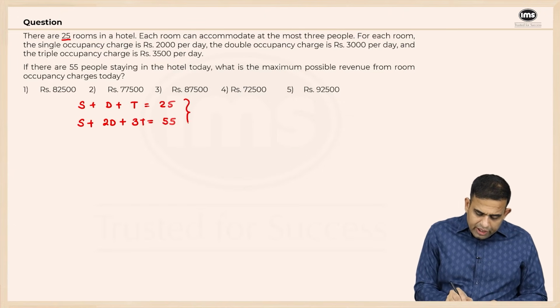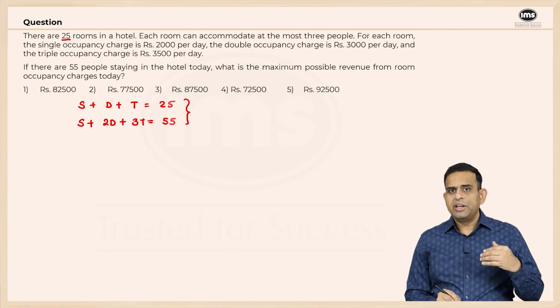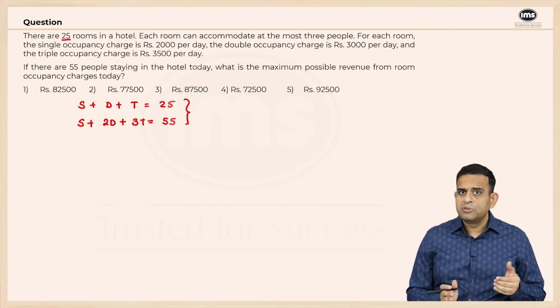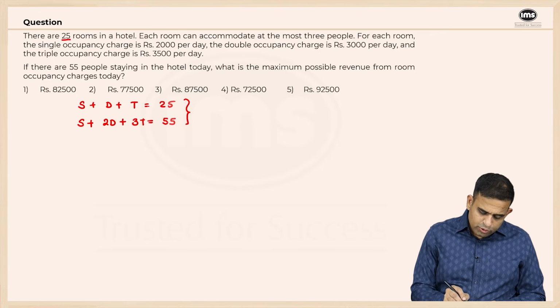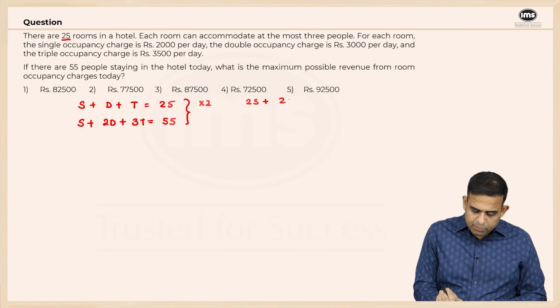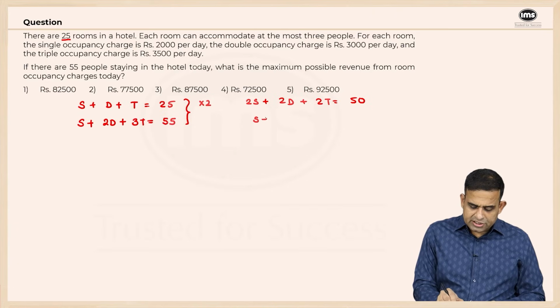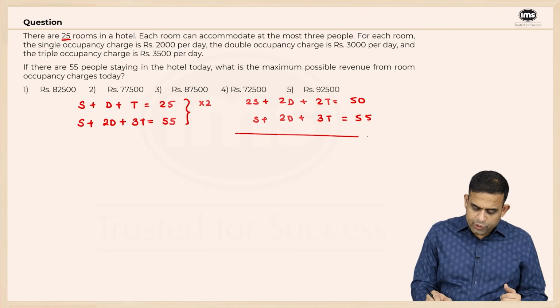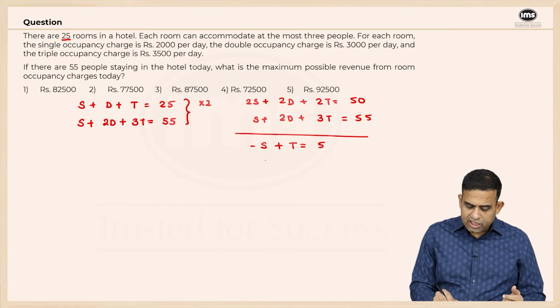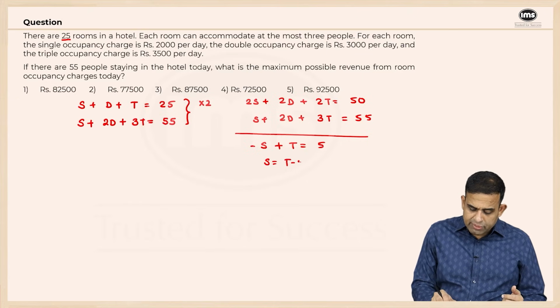So what is going to happen over here is that we can write down one variable in terms of another. So maybe I can represent S in terms of T, also D in terms of T as well. For example, suppose I double the first equation, then we will get 2S plus 2D plus 2T is 50. This part is S plus 2D plus 3T is equal to 55. And then if I subtract, I am going to get minus S plus T is equal to 5, and that basically means S will be equal to T minus 5.